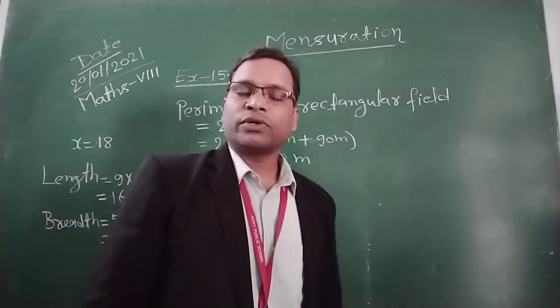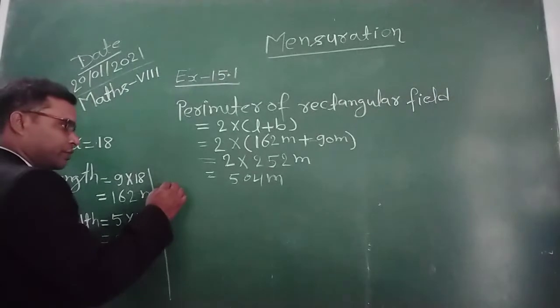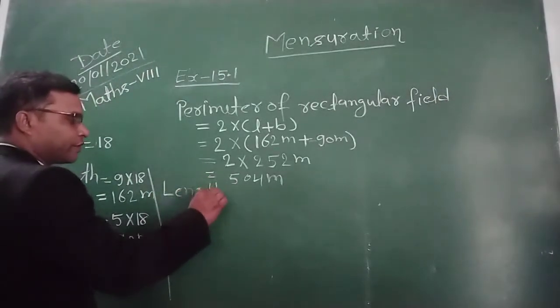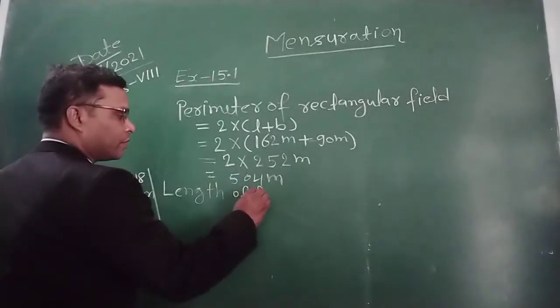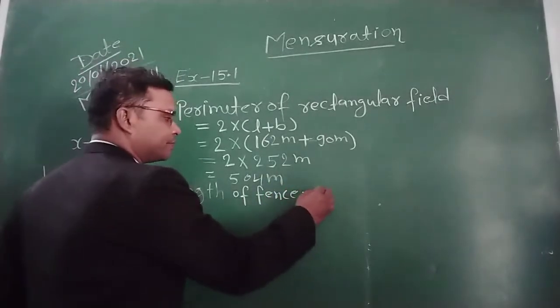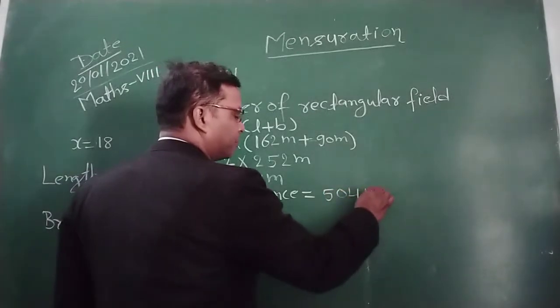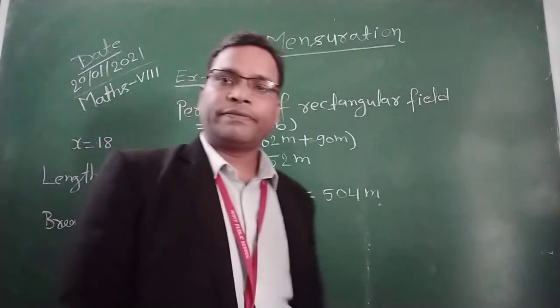This is also equal to the length of fence. Length of fence is equal to what? Length of fence is equal to 504 meter. Clear? Length of fence is equal to 504 meter.